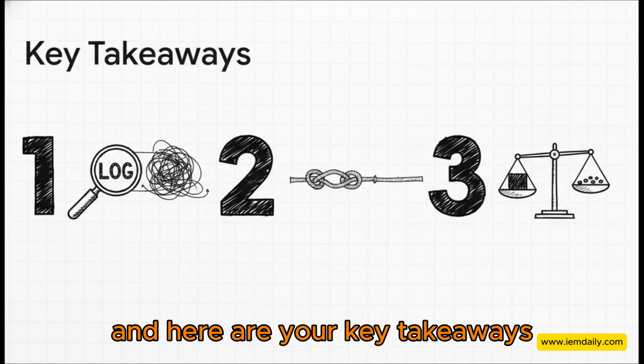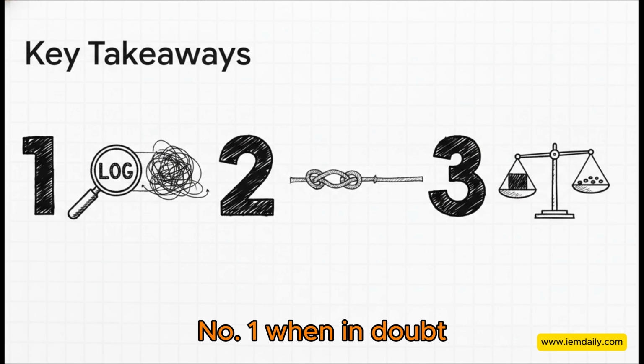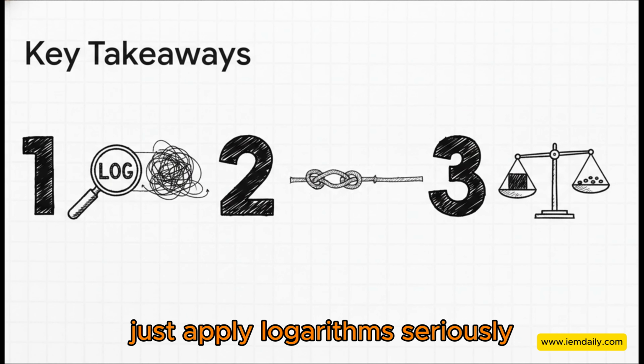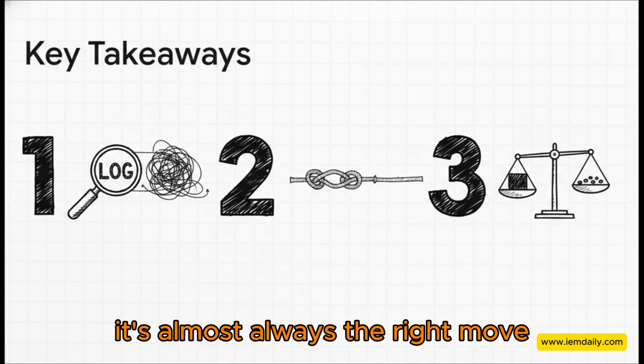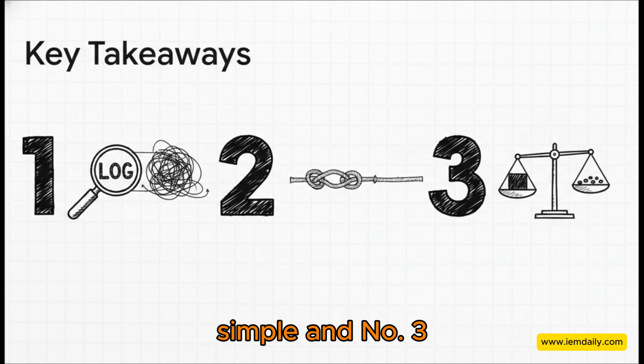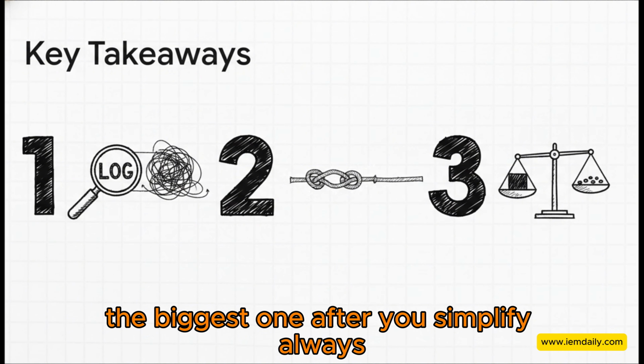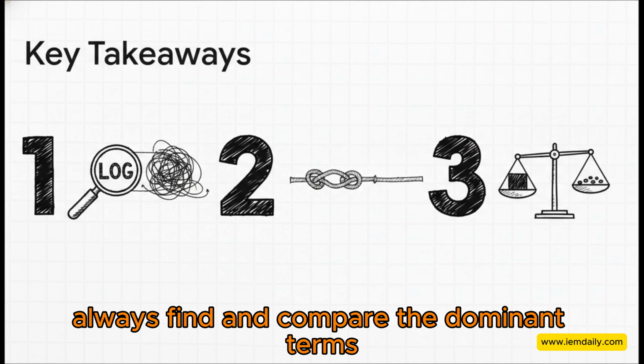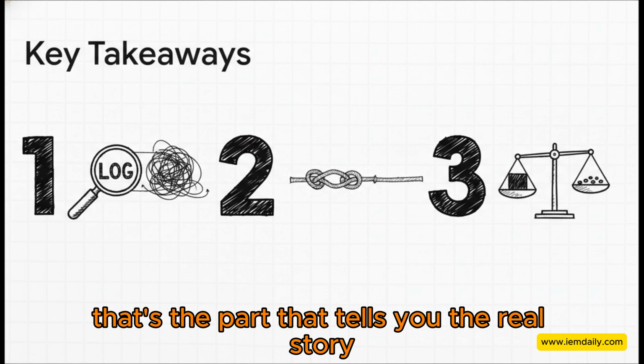And here are your key takeaways. Number 1, when in doubt, just apply logarithms. Seriously, it's almost always the right move. Number 2, their whole job is just to make complicated stuff simple. And number 3, the biggest one. After you simplify, always find and compare the dominant terms. That's the part that tells you the real story.